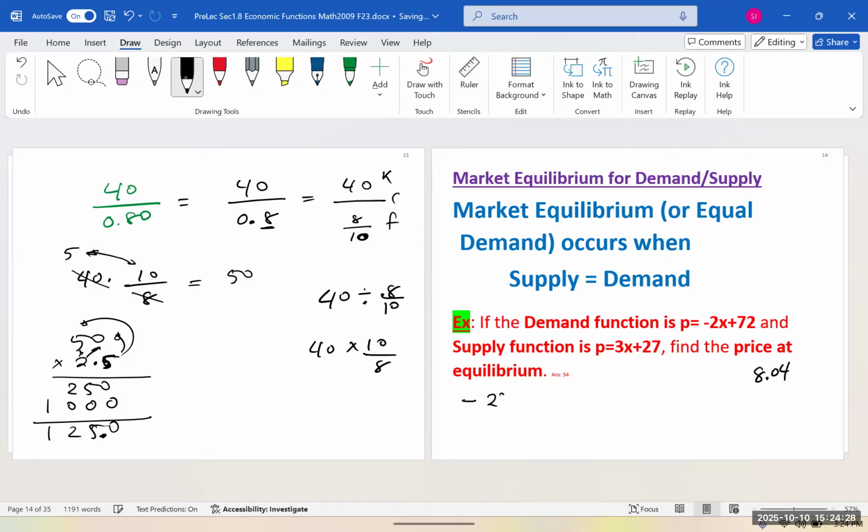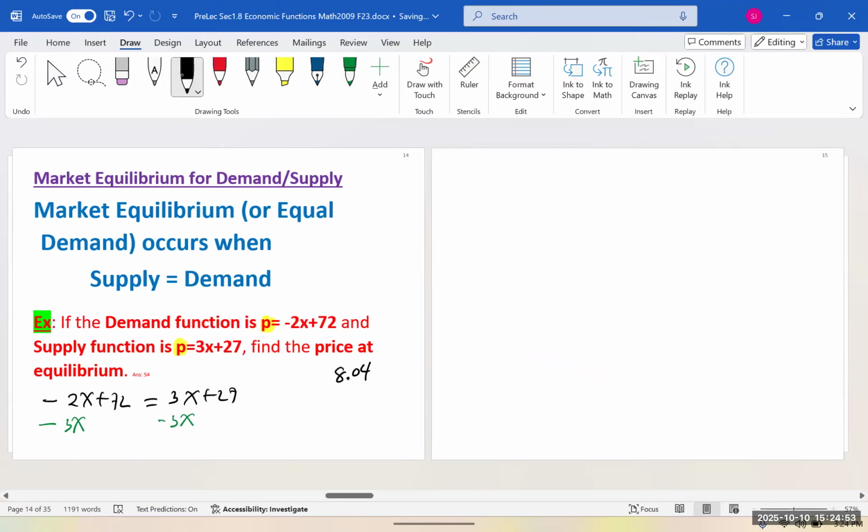So negative 2x plus 72 equals 3x plus 27. And you set them equal because they both are equal to p. Okay. And then which one did you move? Subtract, or you can add the 2x. Okay, subtract 3x from both sides. Negative 5x, and also subtracting 72. So negative 5x equals, what is 72? Why did I say 27?